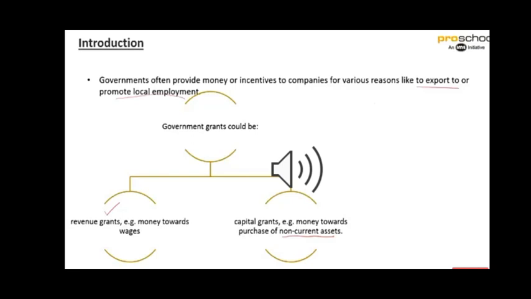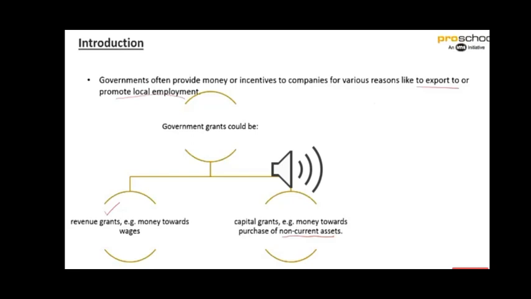So for reasons like this, the government will provide grants to the companies. So when these types of grants are provided by the government to the companies, how should we treat them? This is the whole aspect of IAS 20. So the main types of government grants are revenue grants and capital grants.